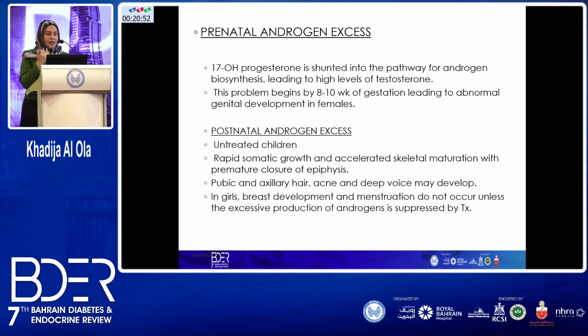It happens early, the exposure. Why do we have ambiguous genitalia? Because it happens with early exposure during the intrauterine period, as early as 8 to 10 weeks, because the androgens will be high in the fetus, especially if she is a female, who presents with ambiguous genitalia. Okay.